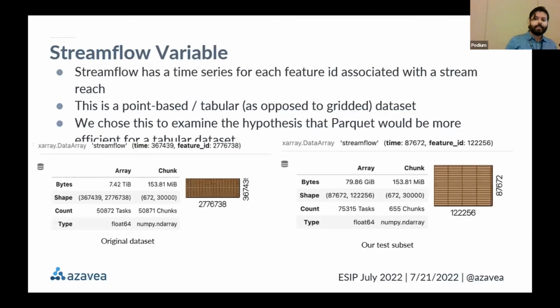The reanalysis dataset has many components. We're focusing on the stream flow, which is a time series for every stream reach, which is essentially a tabular dataset. So we can use the NHD extracted streams per HUC-8 stored on S3 to connect the geospatial HUC-8 to the stream IDs. And then this tabular dataset just has the stream ID and the time series. Given that this is a tabular dataset, we hypothesized that Parquet would be a good fit. Our subset is about 1% of the total reanalysis dataset.